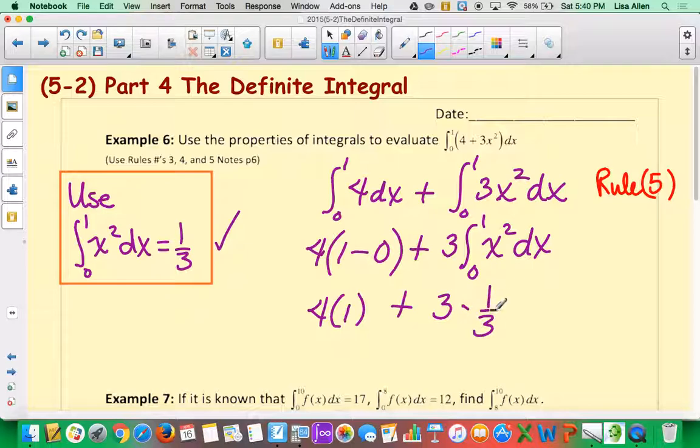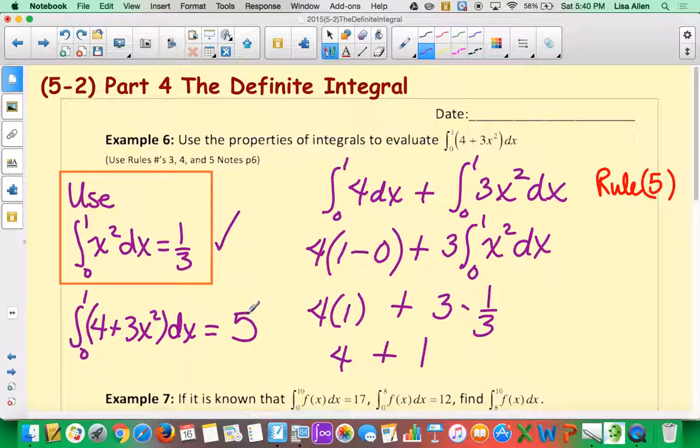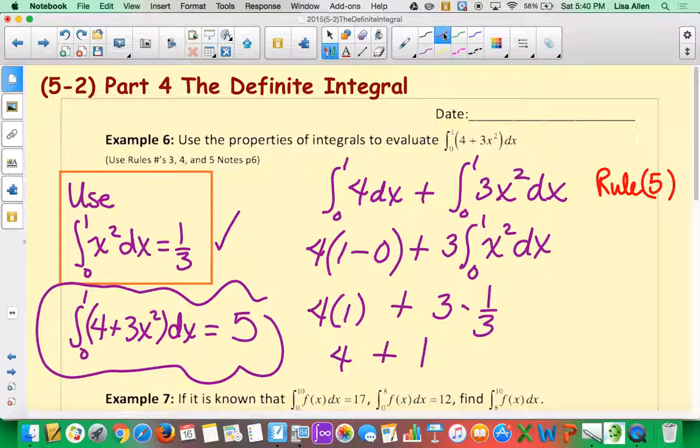So this is 4 times 1 plus 3 times 1/3, and then we add to get 4 plus 1. So the integral of 4 plus 3x squared dx from 0 to 1 has a value of 5. Let's specify what I'm using here. This is rule 3, and over here, passing the constant outside, that's rule 2, I believe.